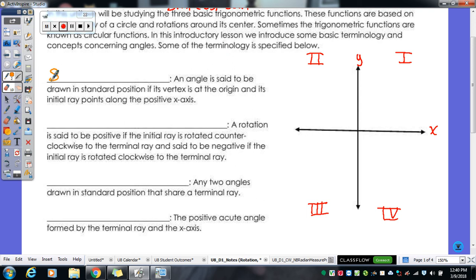So our first word is standard position. An angle is said to be drawn in standard position if its vertex is at the origin and its initial ray points along the positive x-axis. So what that means is you have a ray along that part of the x-axis going to the positive end of it. And then you have another part of it that is somewhere else, the vertex of it being at the origin. That is what we call our standard position.